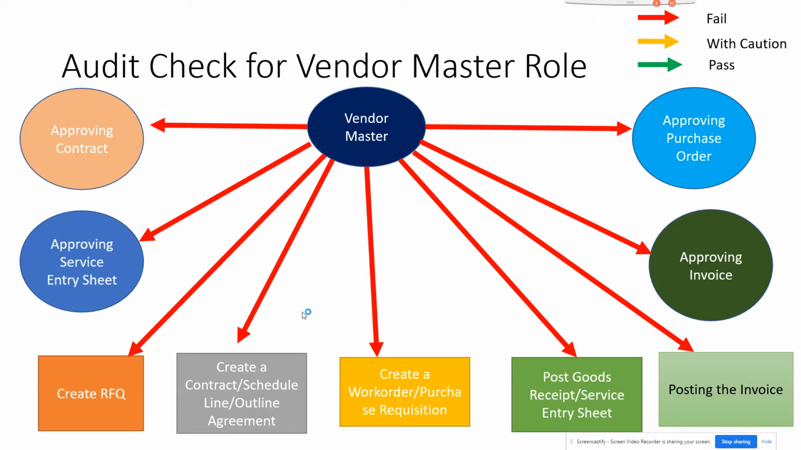The next portion is whether he can create a contract or scheduling line agreement with the vendor master. No, you cannot. Whether a person can create a work order as well as have vendor master. No, because again, that's a conflict of interest. A person who has vendor master cannot have all these authorizations.